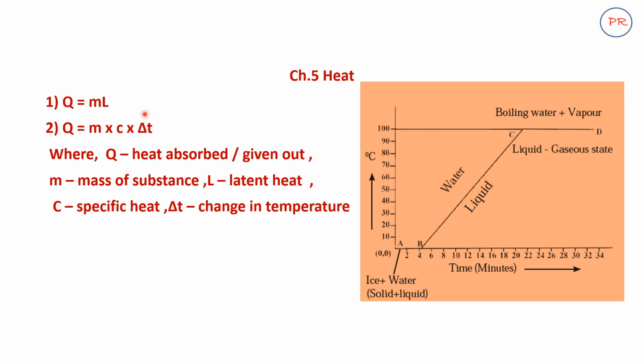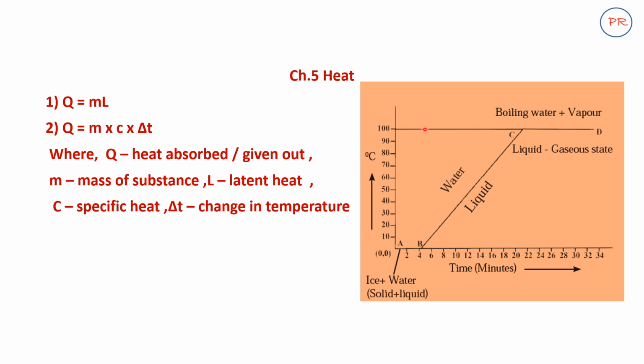Here there are only two formulae. Q is equal to M into L, where M is the mass, L is the latent heat, and capital Q is the heat absorbed or given out. And another formula, Q is equal to M into C into delta T, where M is the mass, C is the specific heat, and delta T is the change in temperature.